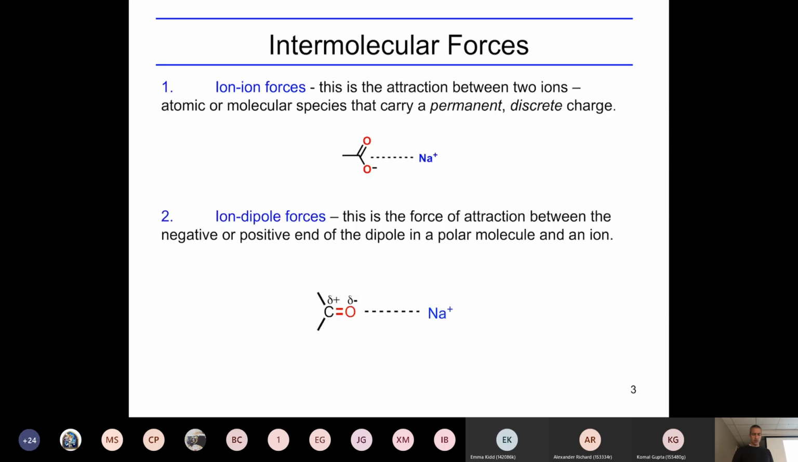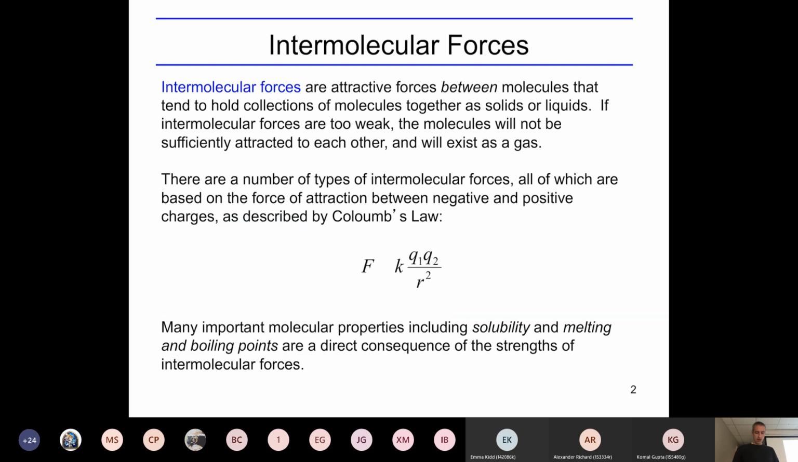So we're going to be looking at intermolecular forces. Intermolecular forces are just forces of attraction between different molecules. And I had it on the previous slide, it all comes down to this one equation, Coulomb's law, which just says that the force between two atoms, the force of attraction or repulsion, depends on the two charges and the distance between them, r squared.